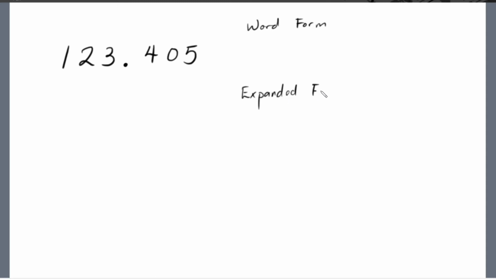So now that we had a little bit of a sample, let's go ahead and try it with a bigger number. We're going to go ahead and do 123.405. And I read it wrong on purpose again. Remember, we're interested in doing the word form, the expanded form, and the standard form.